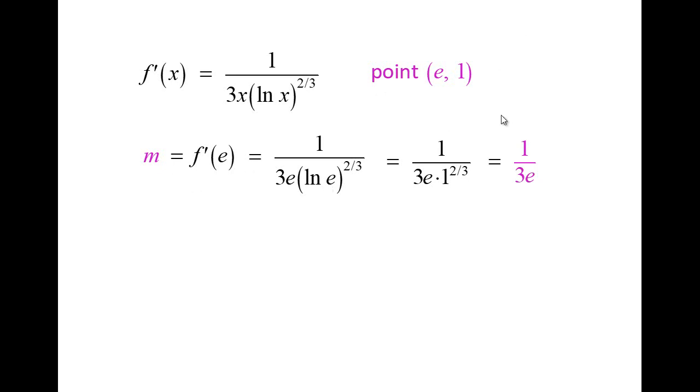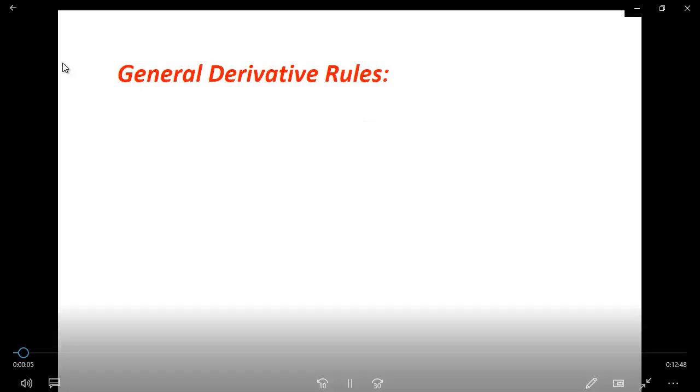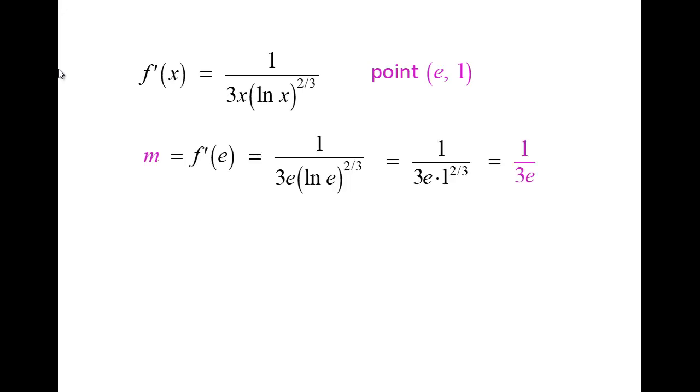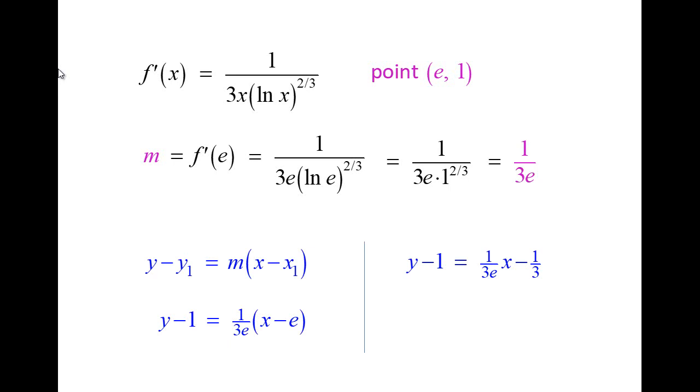All right, so we have the point, we have the slope, so now we can find the equation of the tangent line. It'll be y minus y1 is equal to m times x minus x1. y1 is 1, x1 is e, m is 1 over 3e. And we just need to simplify that. So y minus 1 is 1 over 3e times x minus 1/3, which is y is equal to 1 over 3e times x plus 2/3, because we are adding 1 on both sides. Okay, so that's the equation of the tangent line.